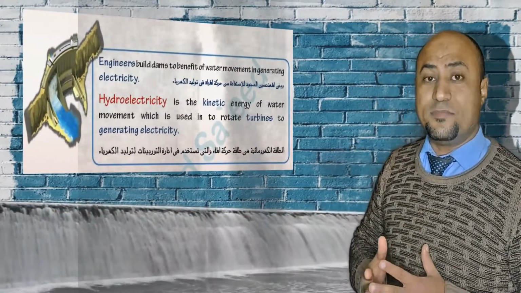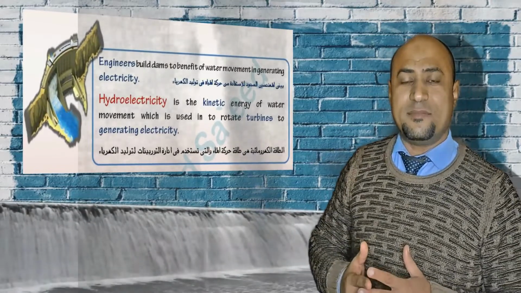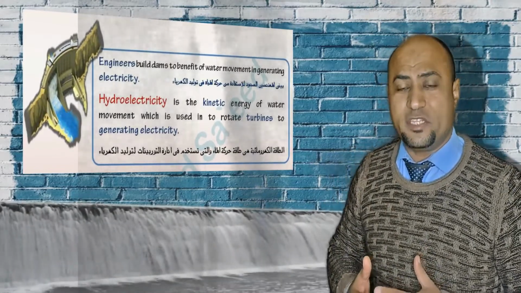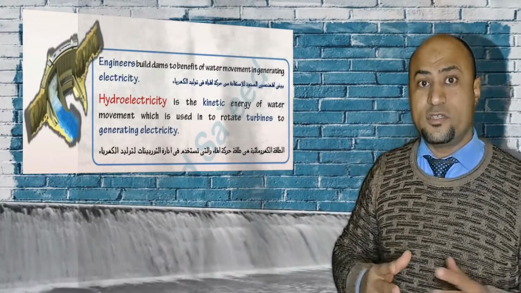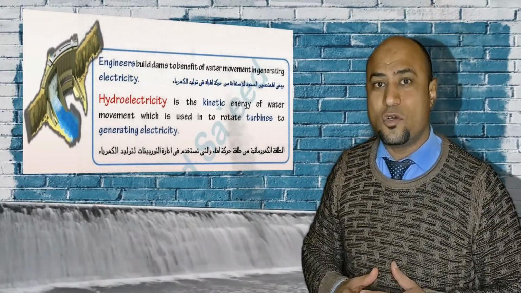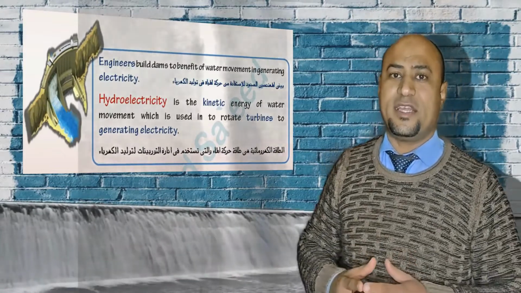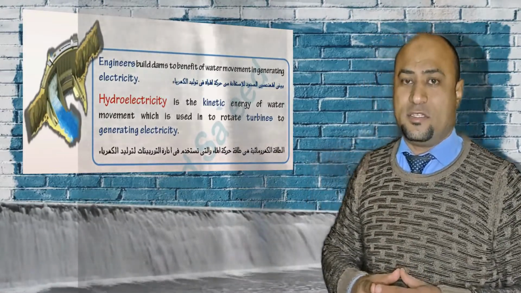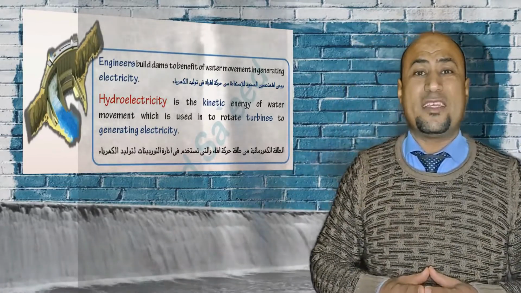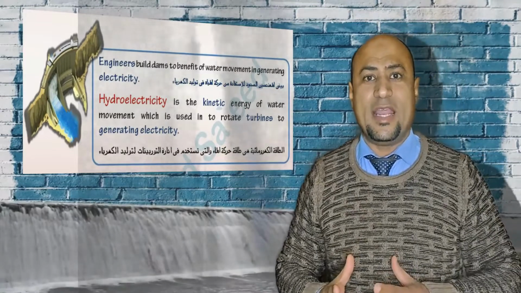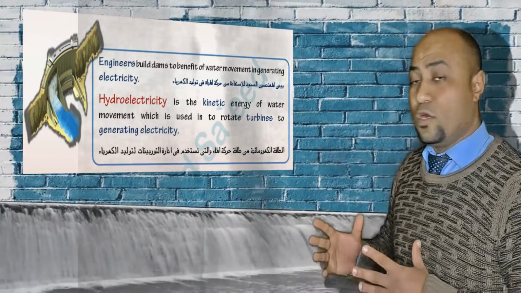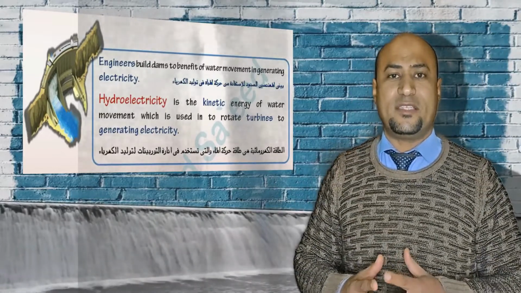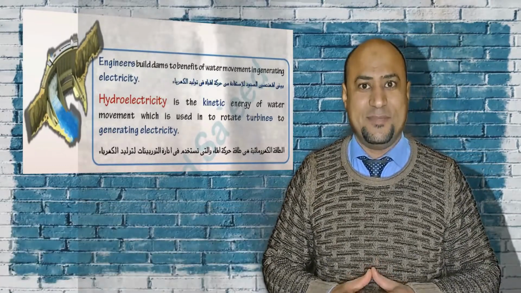So scientists build dams to what? Excellent, build dams to benefit from the water movement in generating electricity. Again, engineers and scientists build dams on rivers to benefit from movement of water to generate electricity. So this movement of water is called hydroelectricity. Hydro means water. Hydroelectricity is the kinetic energy of water, which is used in generating electricity.